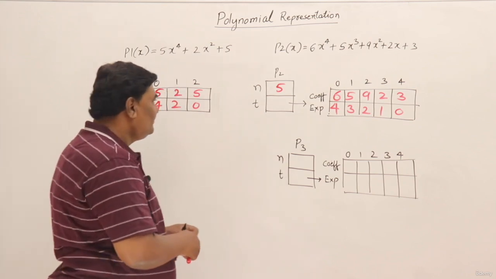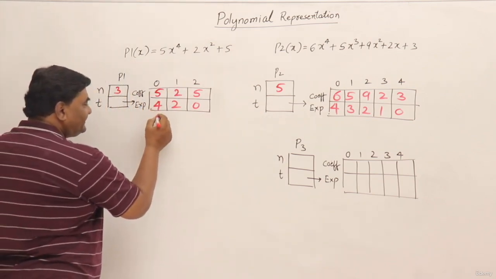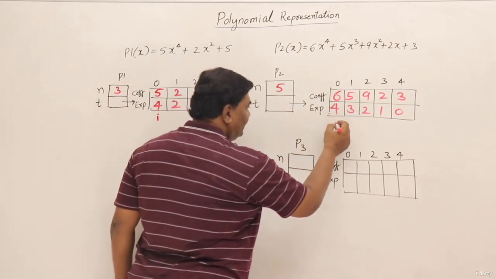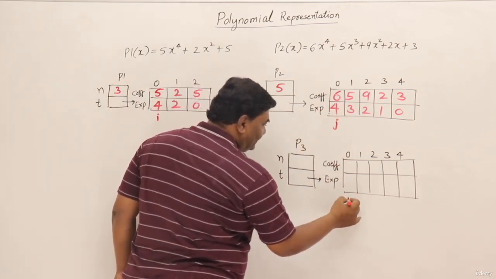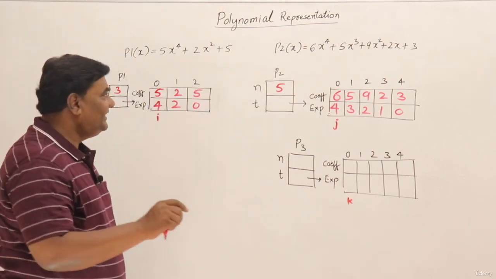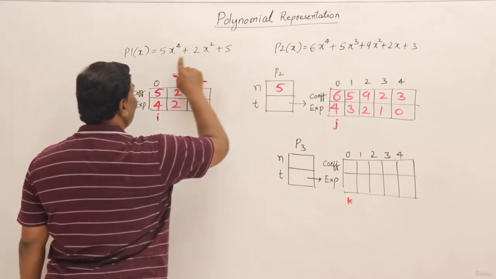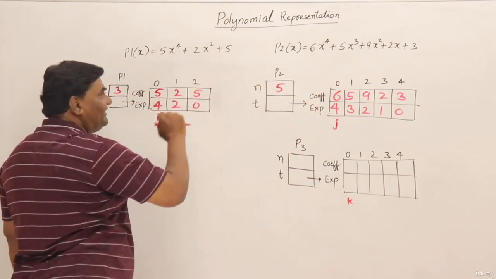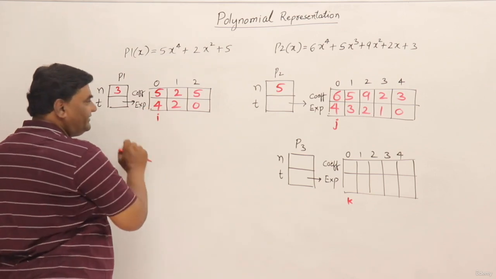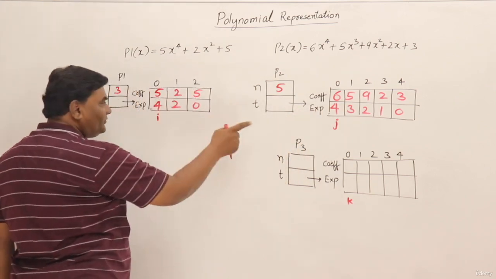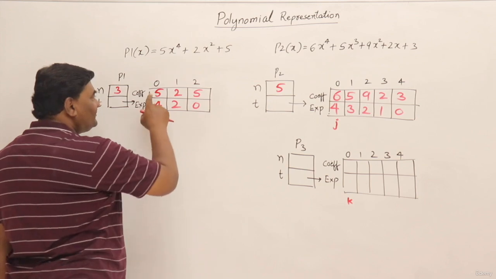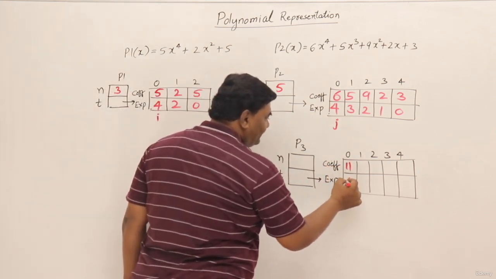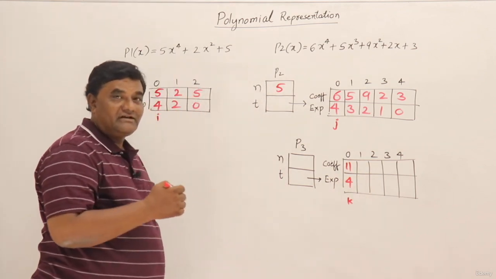So for adding these two, we need pointer, index pointer, right? Not an address pointer. I on 0 of this one, j on 0 of this one, and k on 0 of this. Like when you add these two polynomials, first term is x power 4. This is also x power 4. So these two will be added. So here, what is the exponent? 4. What is the exponent? 4. So these two exponents are same, powers are same. So add these coefficients. 5 plus 6, 11. So this is 11 and the power is 4. So now the terms are added.